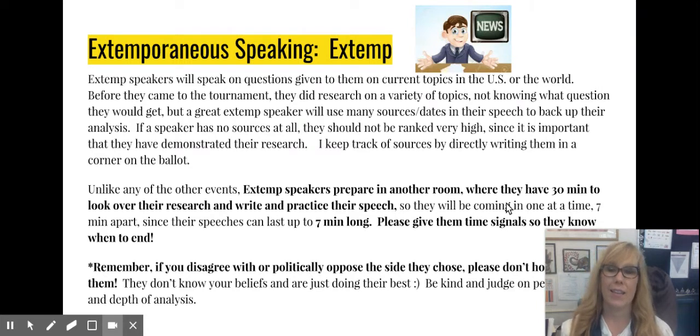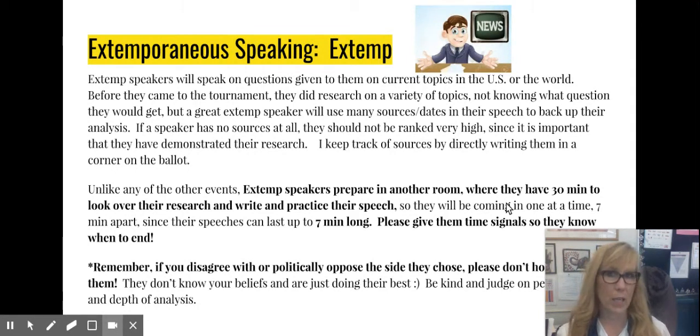Unlike the other events, like oratory, where everyone comes in, extemp speakers are preparing their speech in another room. They have 30 minutes to research and write up to a 7-minute speech, which is pretty amazing if you ask me. So they look over their research, they write their speech, they practice on the way, and then they'll be coming in one at a time, 7 minutes apart, because their speeches can last up to 7 minutes long. The best competitive speakers will usually speak between 5.5 to 7 minutes long. And you can take that into account on the ballot when you're deciding.